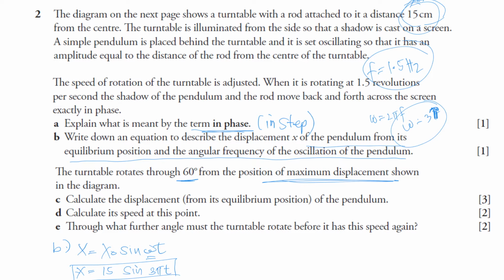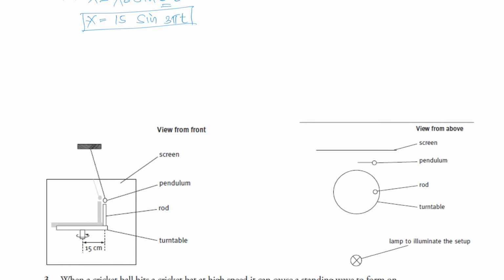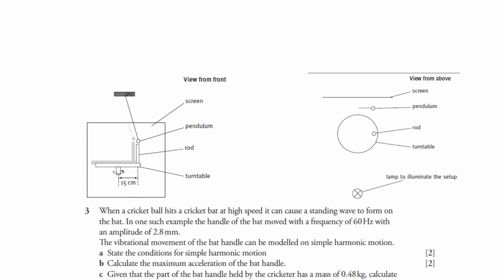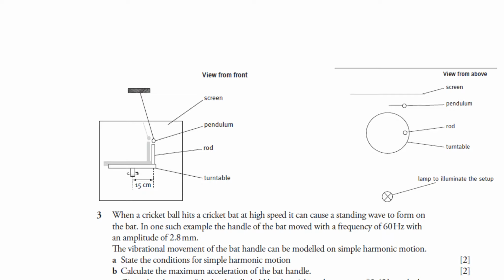So maximum displacement, I'll show you the picture. The maximum displacement is here. Okay, this is your X sub O. And then from here, it moves like that going this way. Yeah? So the equilibrium position is in the middle. This is your equilibrium position, right?